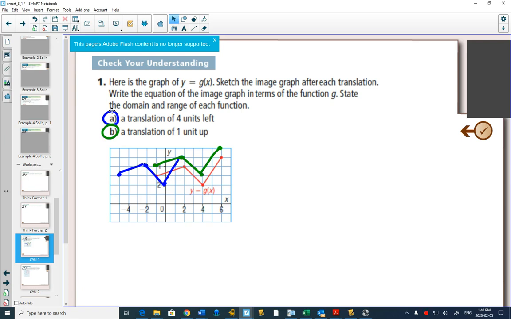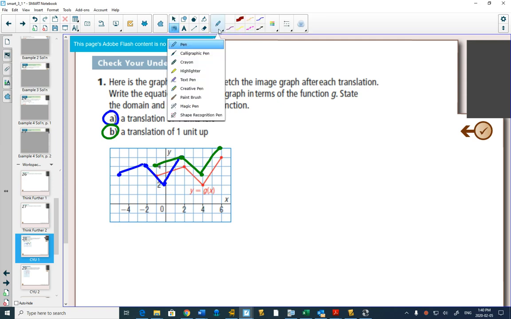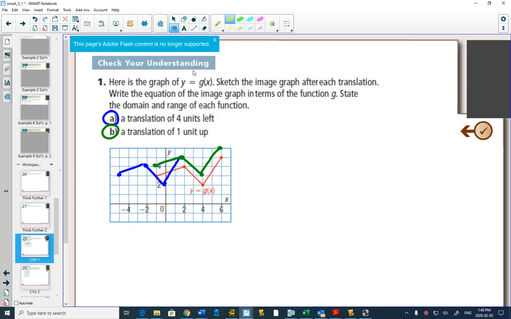I did that, but then the next sentence says write the equation of the image in terms of the function g. And this is where I'm going to get you to pull out your highlighter on that second sentence. I'm going to get you to highlight in terms of the function g and highlight the word equation.